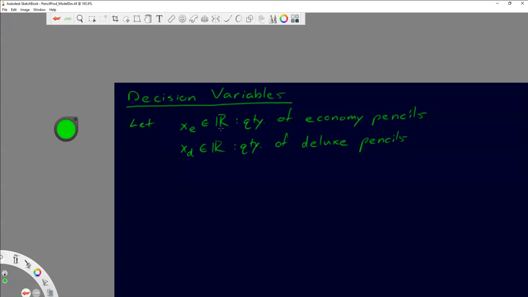Okay, with that being said, I've now defined my decision variables. The decision variables are going to be the quantity of each of these types of pencils to produce. The next thing that we go to when we talk about these linear programming problems is they all have what would be an objective function. So let's work on that next.